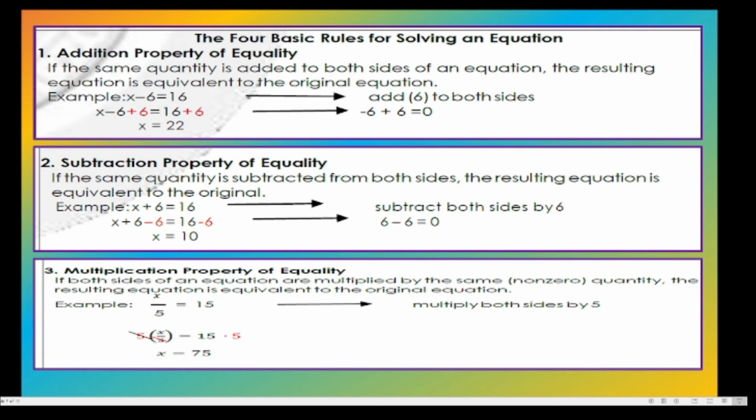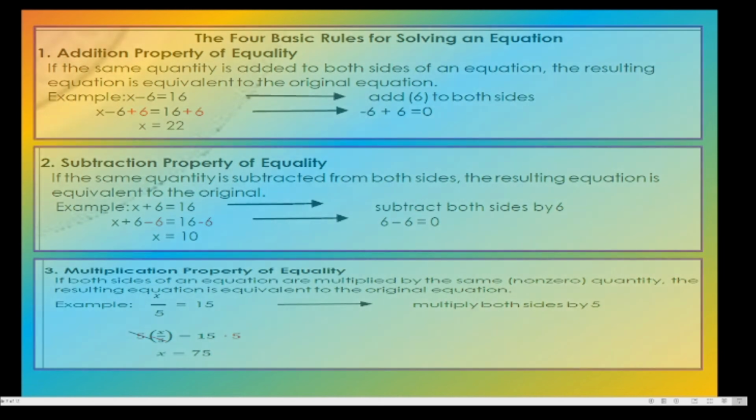So we need to multiply both sides by 5 so that we can remove the 5 from x. So 5 and 5, we cancel it, so bring down x, and the only number that we need to multiply is 15 times 5. So the answer is 75.